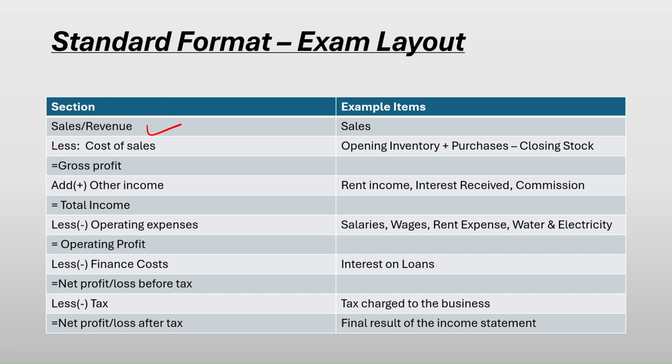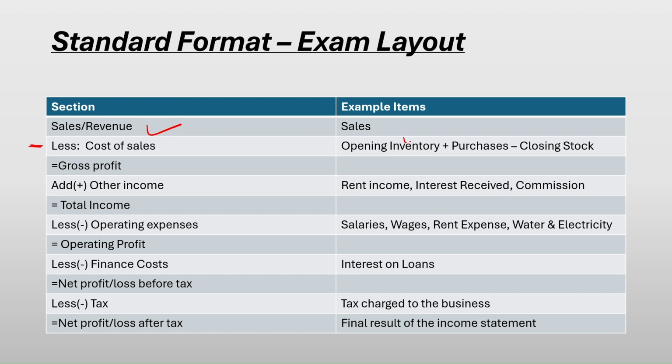Then after that, what do we do? You are going to less. By less, we mean you have to subtract the cost of sales from the sales. So how do you get the cost of sales? Sometimes the cost of sales is given to you, meaning that you are given the amount of the cost of sales.